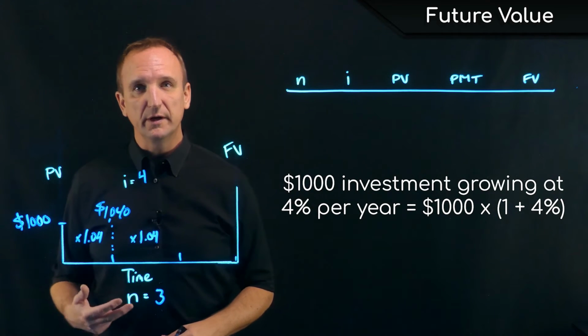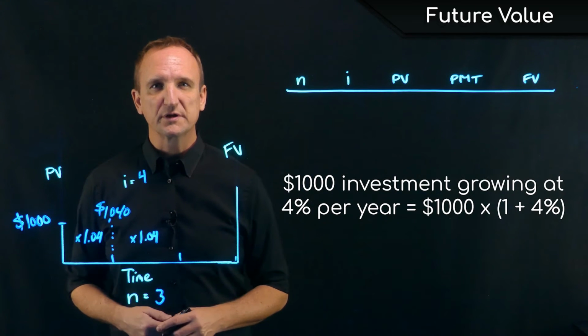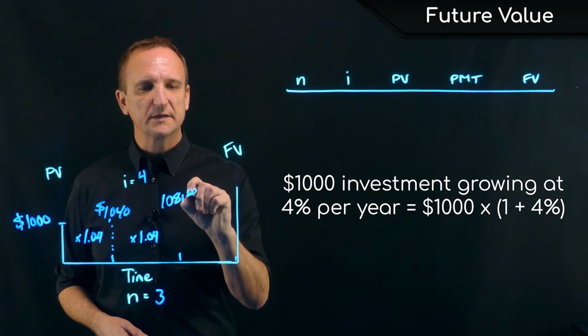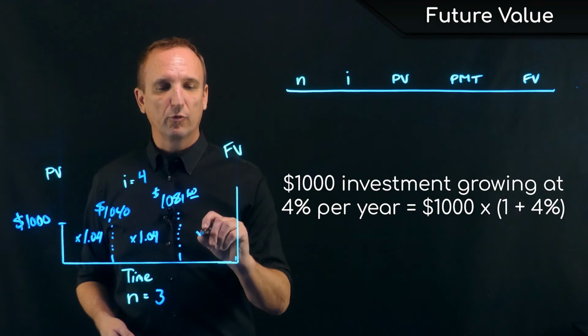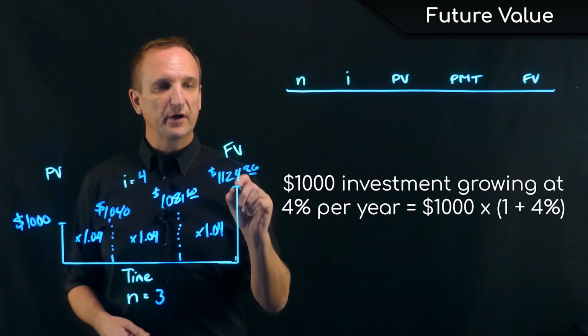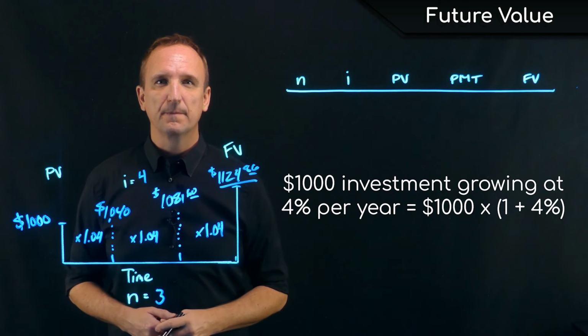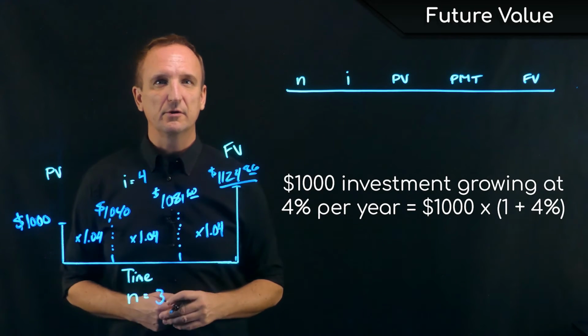If our $1,040 in the second year grew at 1.04 or 4%, then we would have $1,081.60. And if that $1,081.60 grew at another 4%, then our future value would be $1,124.86 after 3 years. Now let's see how you would calculate that in a calculator.